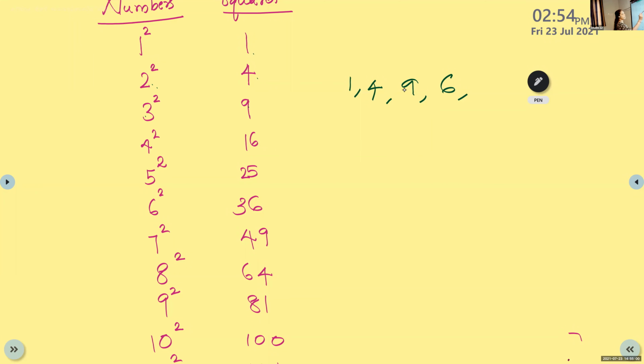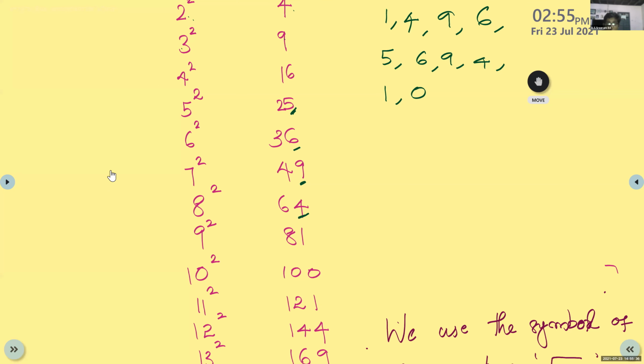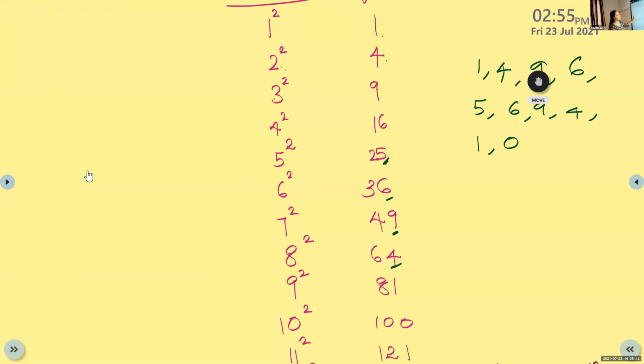Okay. 5 square is 25. What is the unit digit? 5. And again 6 square? 6. Unit digit 6. Look at the unit digit. 7 square? 49, unit digit 9. Okay. Now 8 square? 4. Unit digit. 9 square? 1. And 10 square? 0. And we'll move to the next one. After 10 onwards. So we have some numbers here which can be the unit digit of the square numbers.